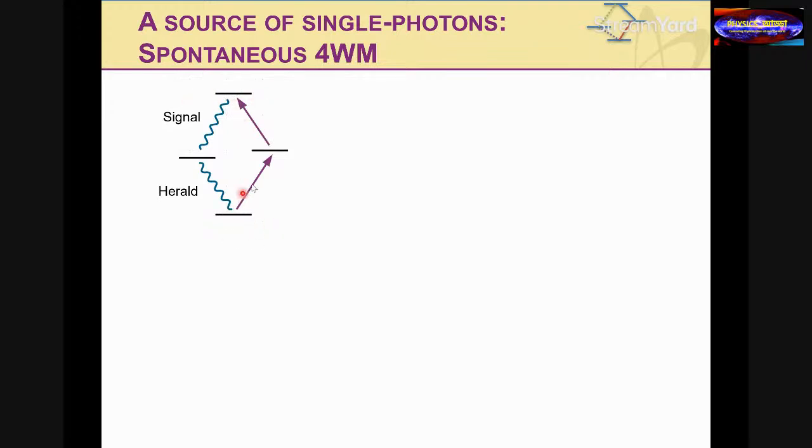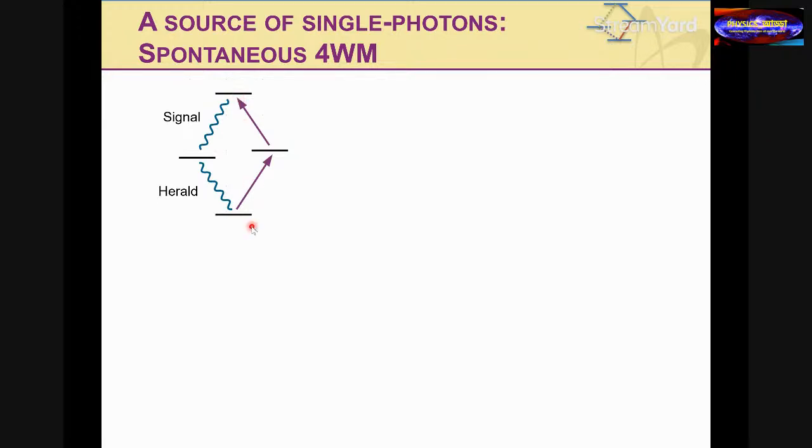So this is a 5s, this is 5p, and this is 5d in rubidium. So 2 lasers can doubly excite my atom, promote the population to 5d, and then I wait. And there is a process known as spontaneous 4-wave mixing. So what are the 4 waves?